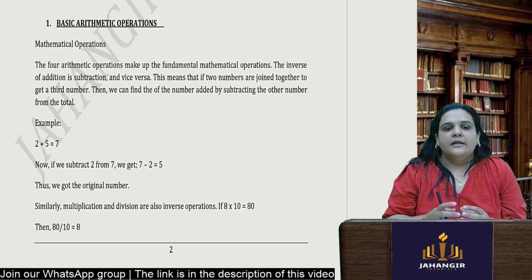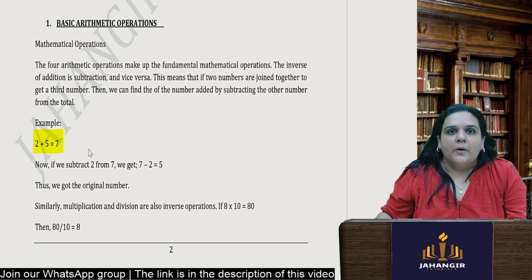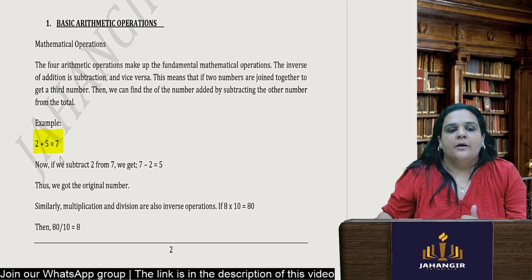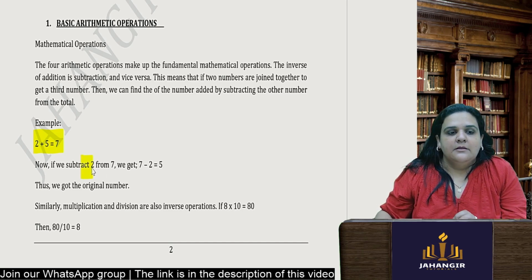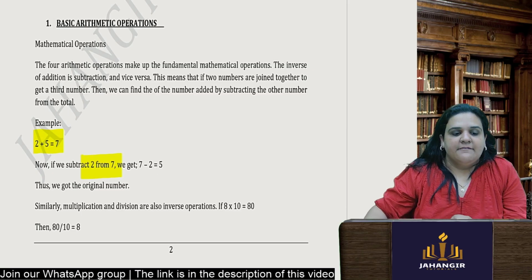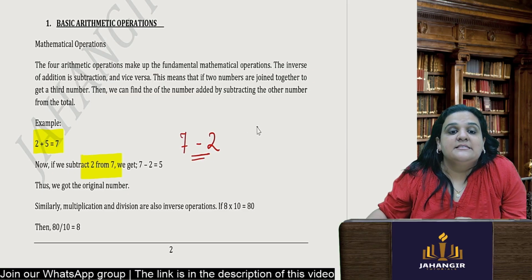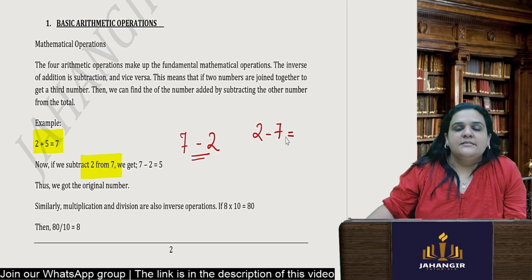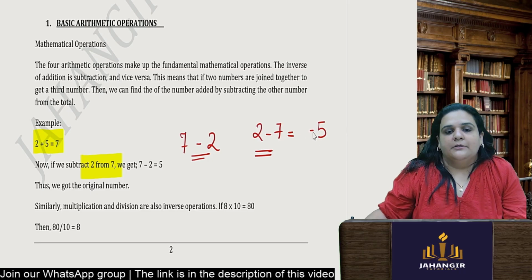If I tell you to add 2 integers, you put a plus sign. I have the integers 2 and 5, so in order to add them I put a plus sign: 5 plus 2, I get 7. But if I tell you to subtract 2 from 7, that means I am asking you to write 7 first and subtract 2 from it. The words are important. They are not asking you to subtract 7 from 2. If you did that, you would get the answer 5 but as a negative integer.